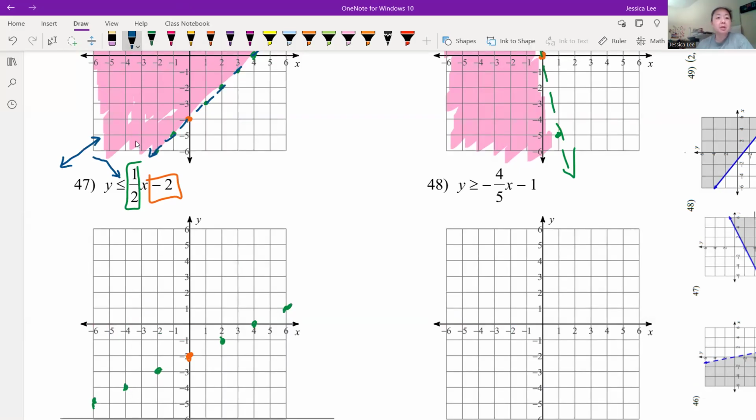It is going to be a solid line. It should be solid. So I'm going to make sure, because it can equal it, I'm just going to make it into a solid line like that. All right.